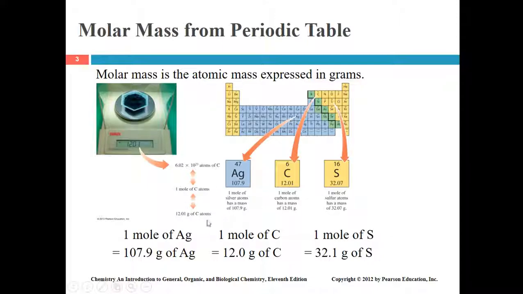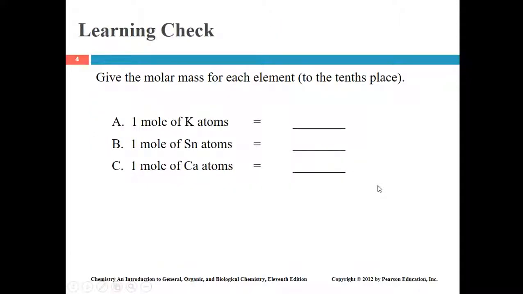So what I just mentioned there, when we're trying to figure out the molar mass of a particular element, we are going to use that periodic table again. It is the larger number on our periodic table. It is the atomic mass units, and it is going to be expressed in grams.